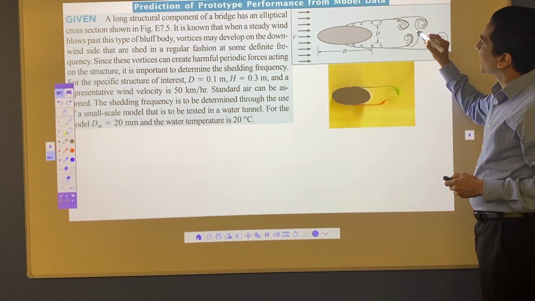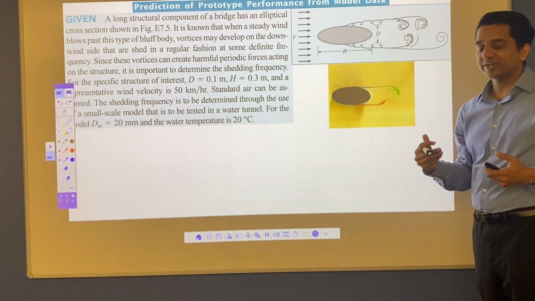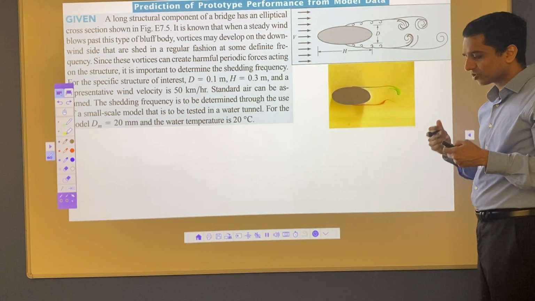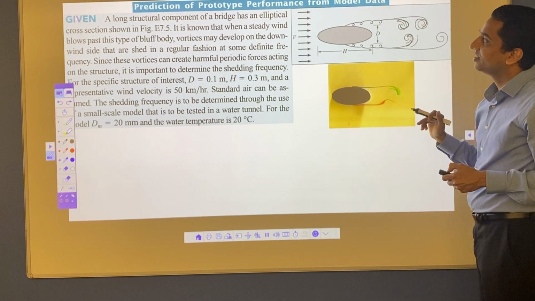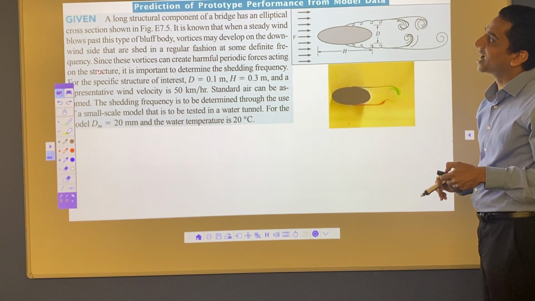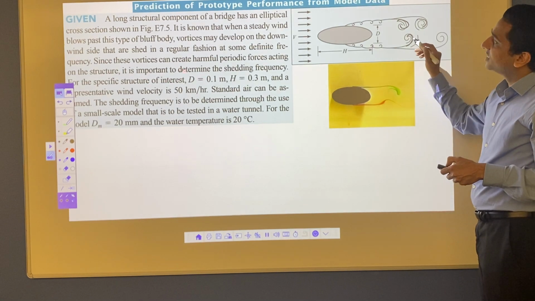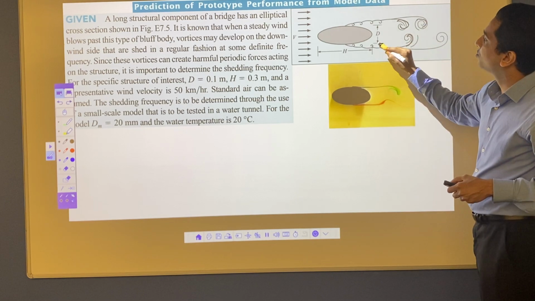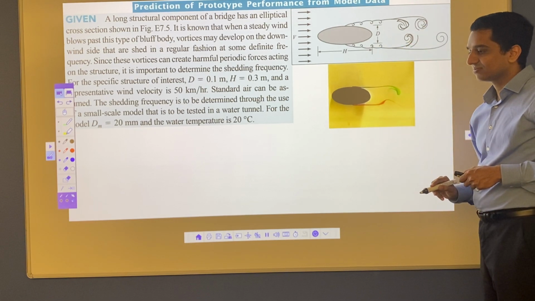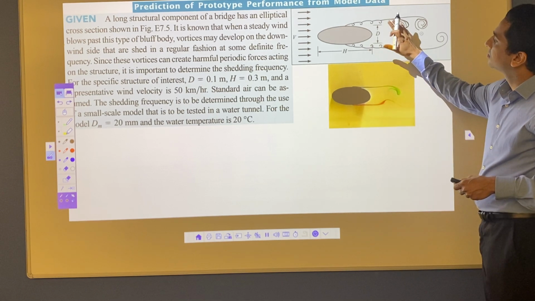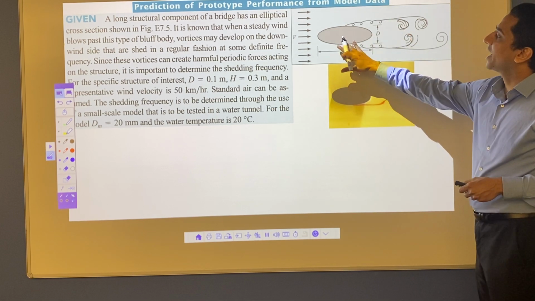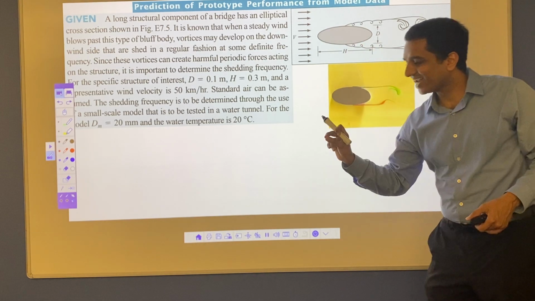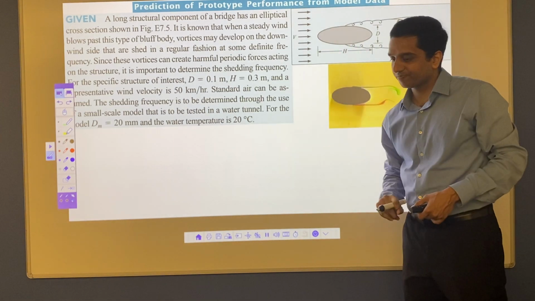and then these vortices at certain frequency could hurt the bridge, could hurt this component. They could cause instability in the bridge. So it could create harmful forces acting on a structure. It is important to determine the shedding frequency. So they will have some frequency, and we want to know what that shedding frequency is. But we don't have time or money to do actual experiment. We don't have time and money to build actual bridge and find out that frequency on the bridge.